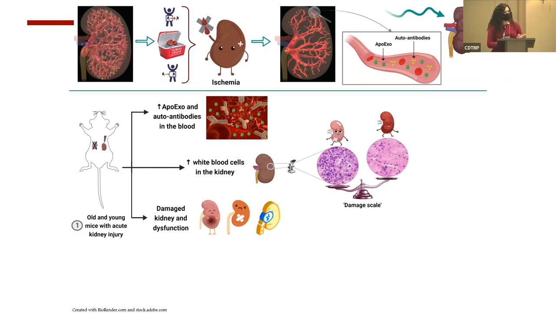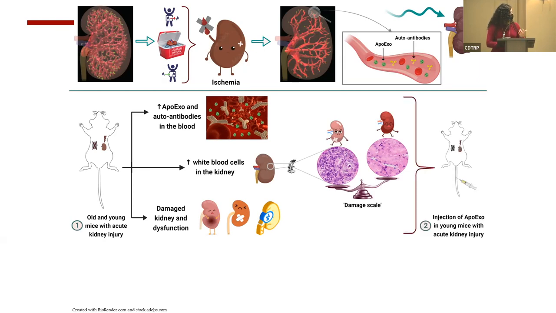Then we asked whether apoiso are the guilty ones. So we took those young mice with a damaged kidney, and we injected apoiso in their blood to make them have a level of apoiso in the blood comparable to what we saw in old mice. And interestingly, we made that damage in young mice as bad as what we saw in old mice.